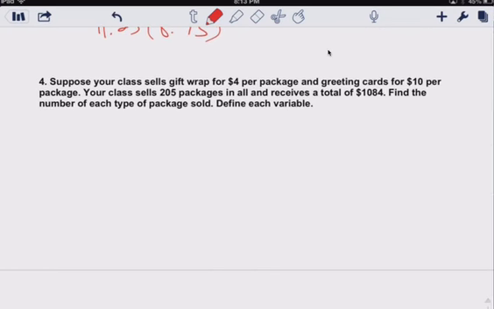Suppose your class sells gift wrap for $4 per package. That package is the gift wrap package, so we give that X for the gift package, so put it on the side. X equals gift wrap.